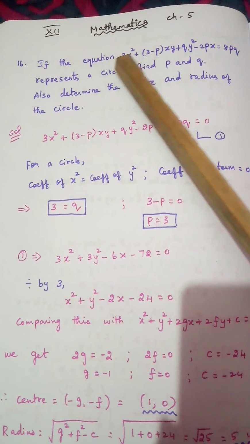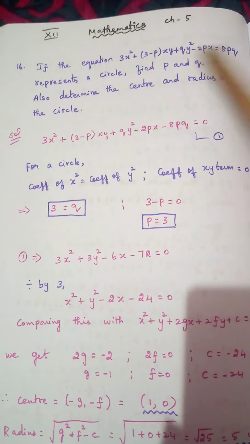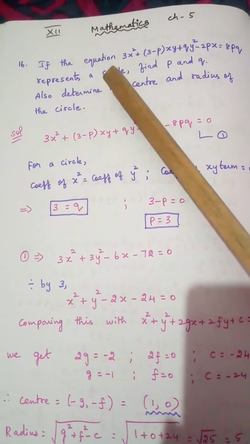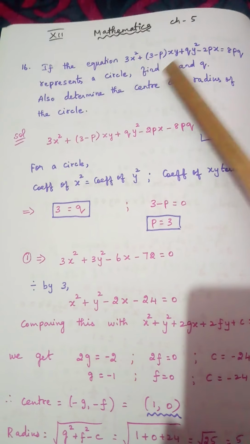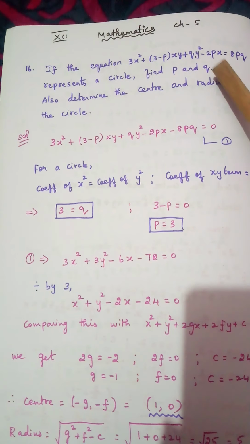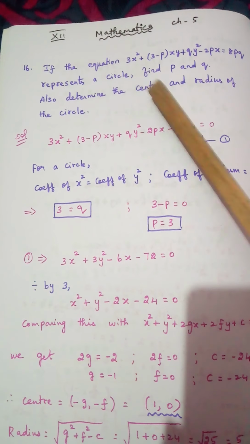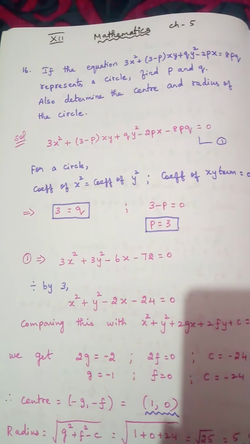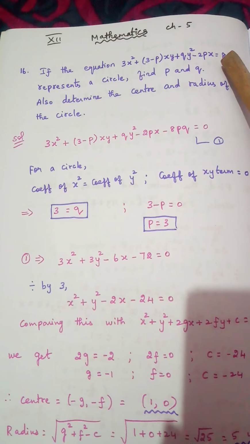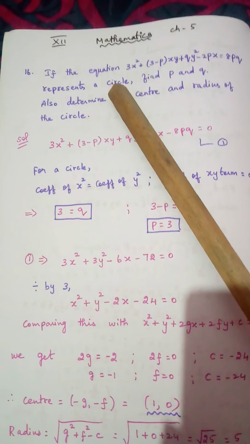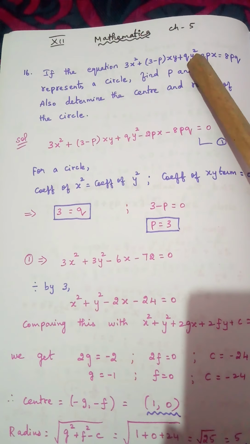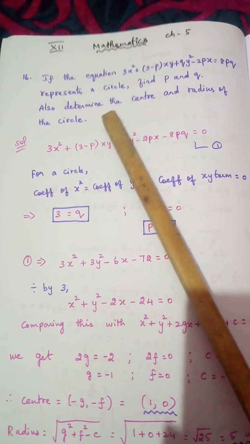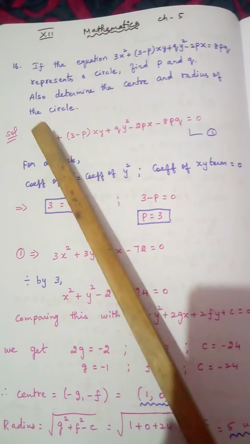If one equation was given to us, it represents a circle. This equation represents a circle. Find p value and q value. That is the first question. Also determine the center and radius of that circle. Again, I repeat, one equation was given and they have given that it represents a circle. Then we need to find out first what is p value and what is q value. After that, we have to determine the center and the radius of the circle.